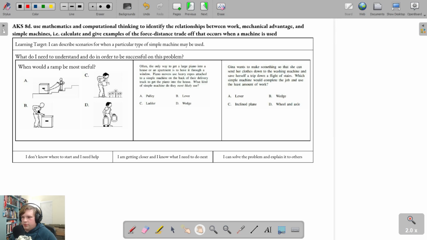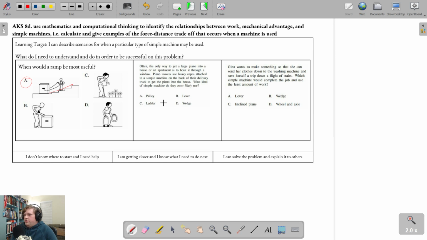When would a ramp be most useful? Well, a ramp is an inclined plane. An inclined plane is just a flat surface that is used for getting an object up to the top. Here we have him pulling an object upstairs. Here we have her watering flowers. Here we have her carrying jugs. And here we have a dude pushing a box, it looks like. Well, anyway, a ramp is used to get to a higher elevation. The only one that's trying to go to a higher elevation is this guy. A ramp would very much help him. So that is A. Okay.